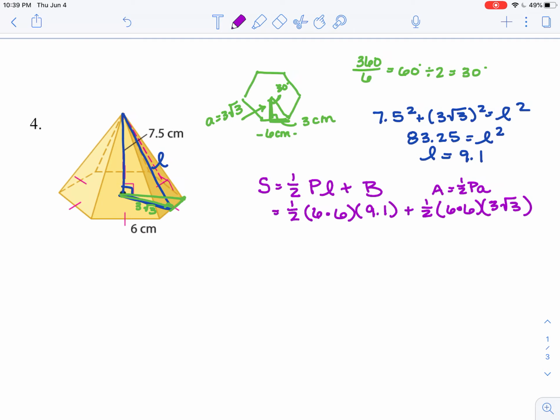Okay, when you've put the first half into your calculator, the lateral area is about 163.8. Area of the base, the second half, is 93.5. And together they make a total surface area of about 257.3 square centimeters.